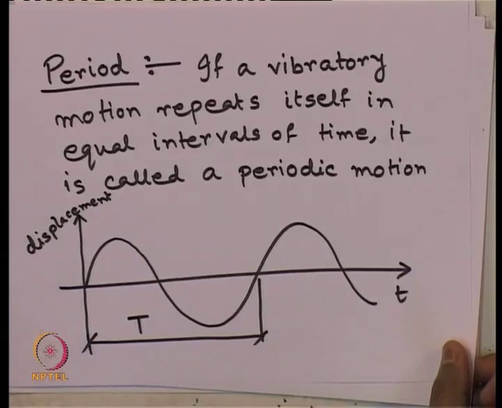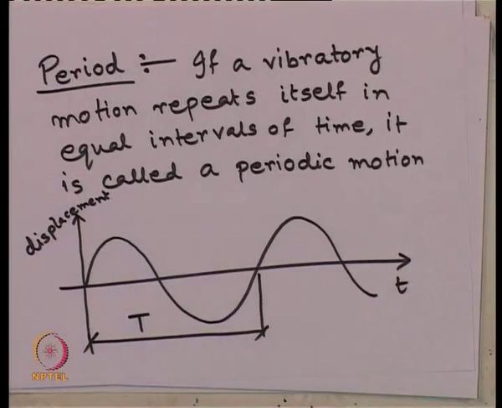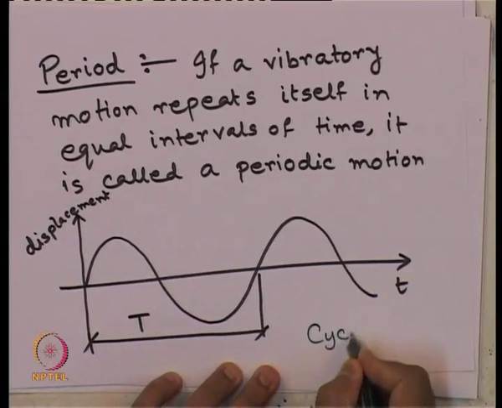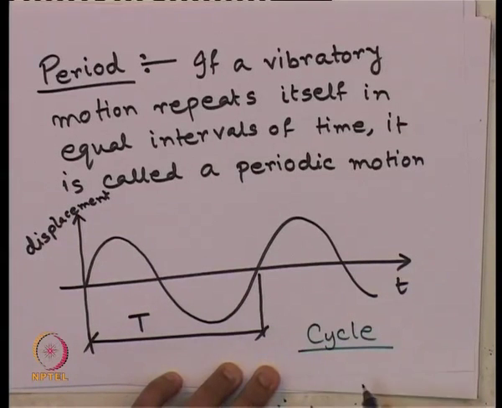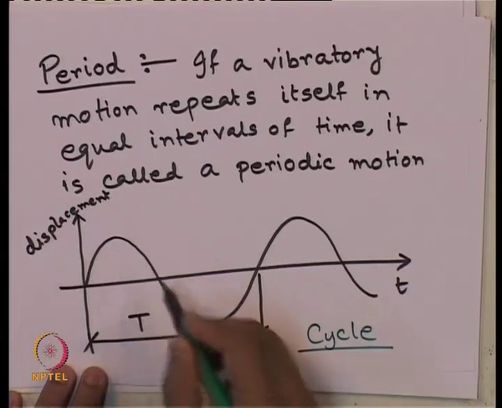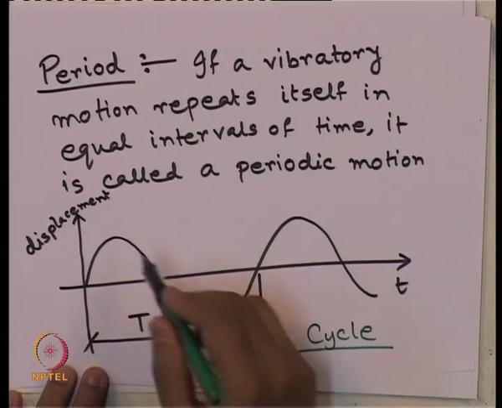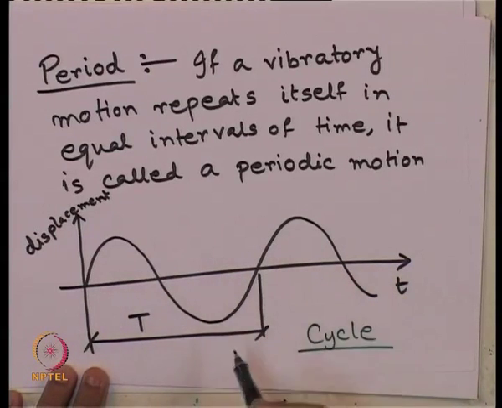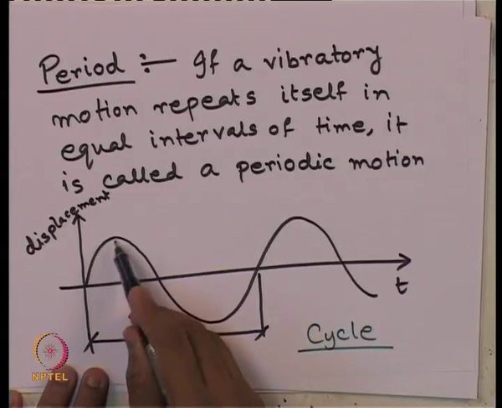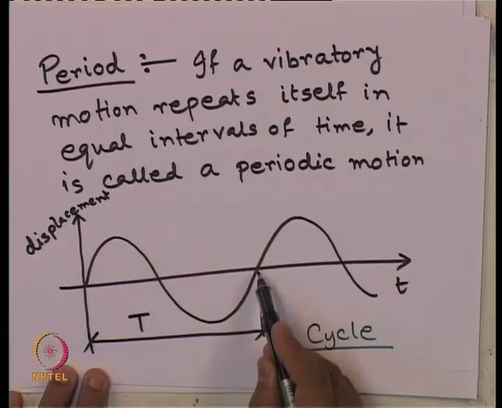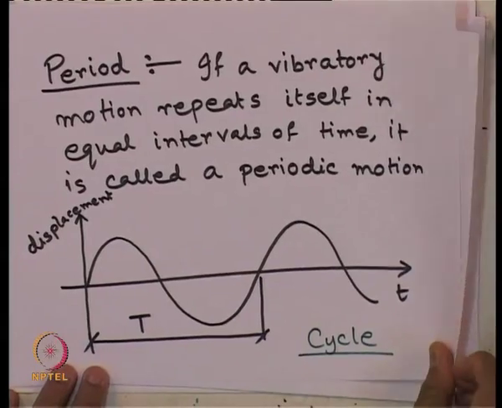And what is called a cycle? In this context, we can mention another terminology. The cycle of vibration means the motion repeats, and the motion repeated after a particular point is called a cycle. So, from here to this point is one complete cycle.